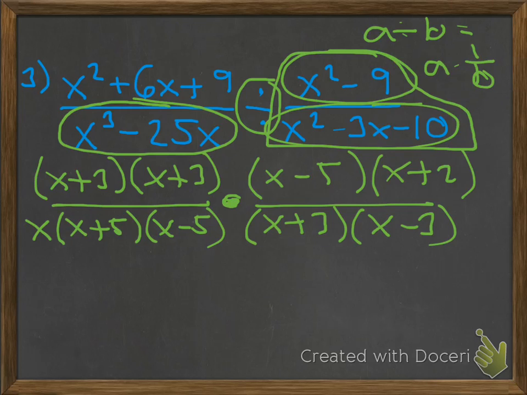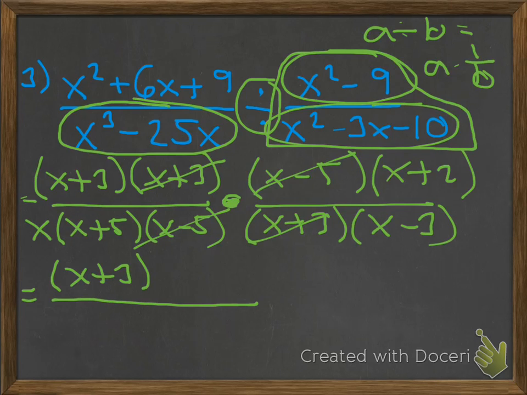So everything factors. And now we're just looking for stuff to cancel. It gets kind of messy here. I see x plus 3, x plus 3. I see x minus 5, x minus 5. And it looks like that's it. So we'll rewrite it all as one fraction now. I have x plus 3 times x plus 2 in the numerator. And then in the denominator, I have x, x plus 5, x minus 3.